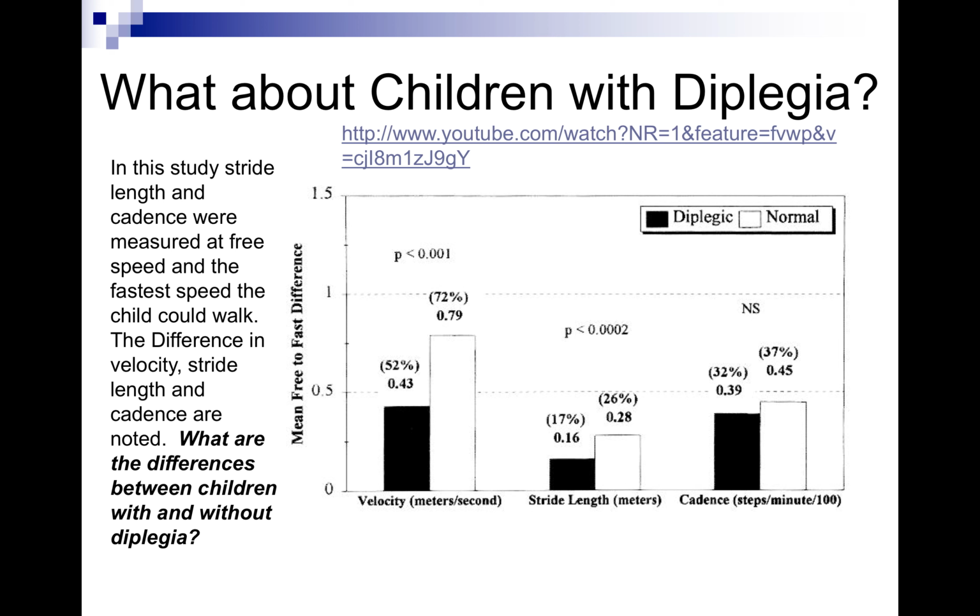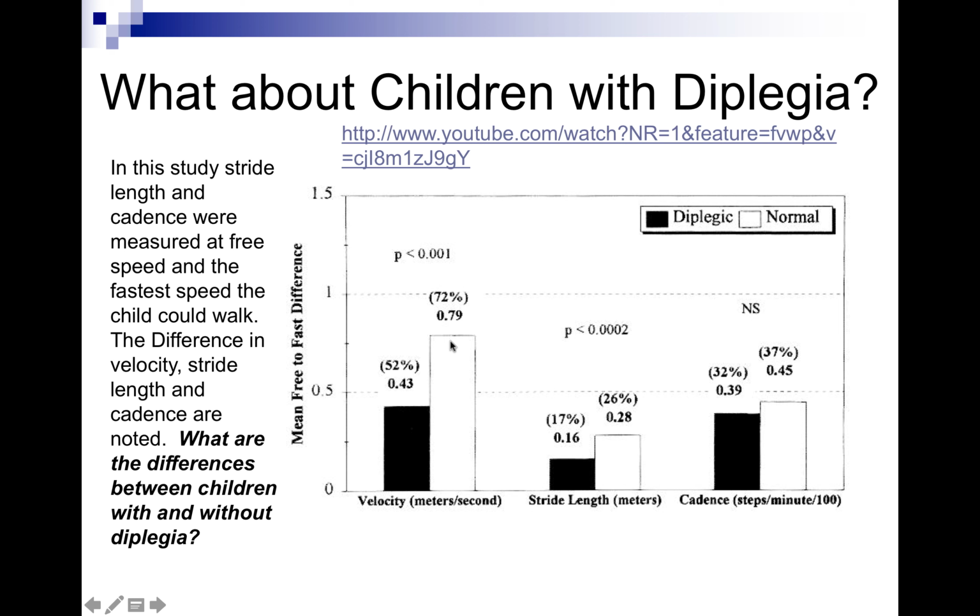Essentially, if we look at the graph here, this is the difference between their free or preferred speed walking and when they're asked to walk as fast as they can. We're looking at velocity, stride length, and cadence for that difference between free or preferred speed and fast speed walking. So let's focus on the healthy children in white here.